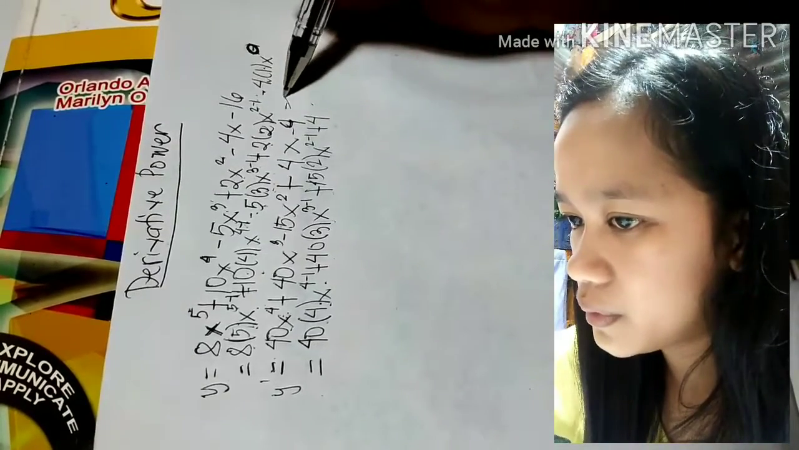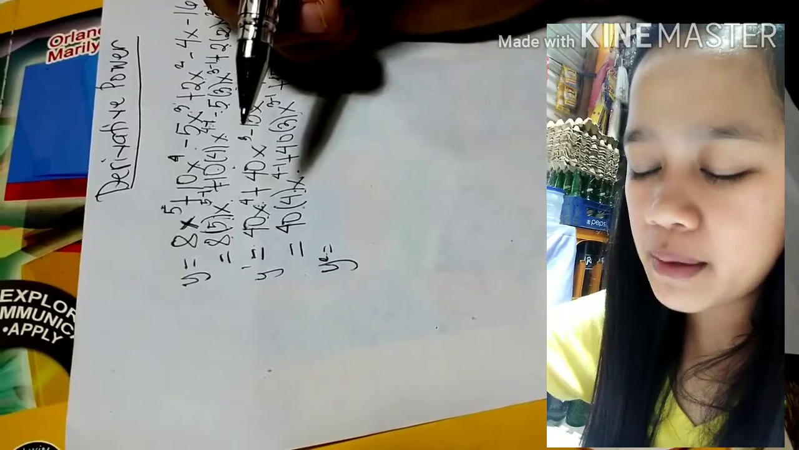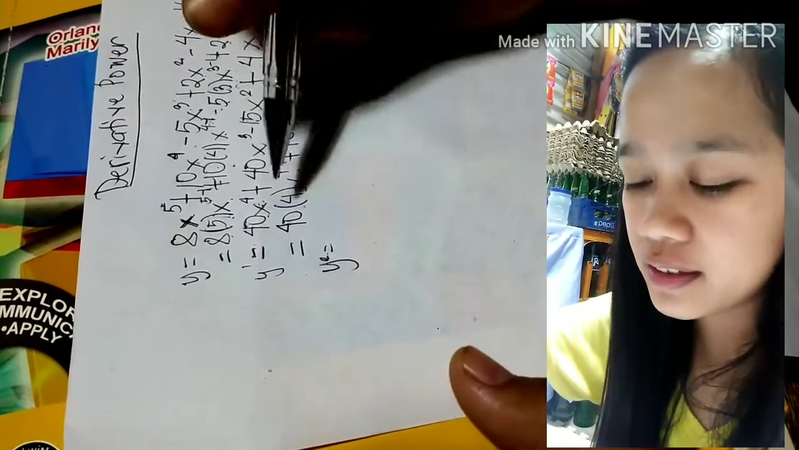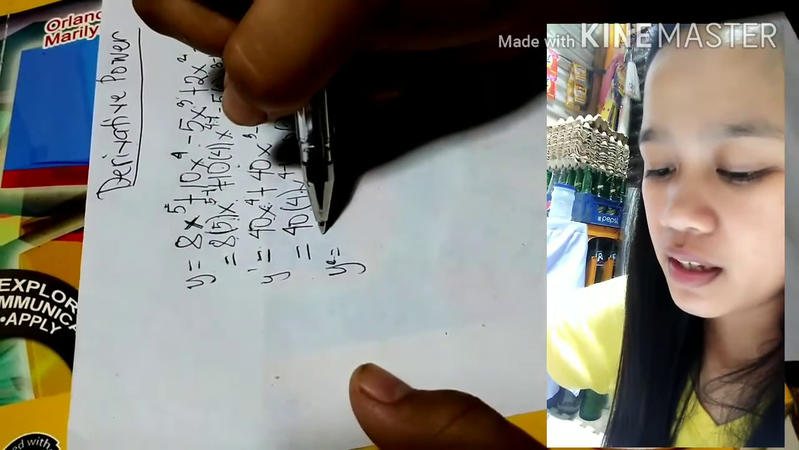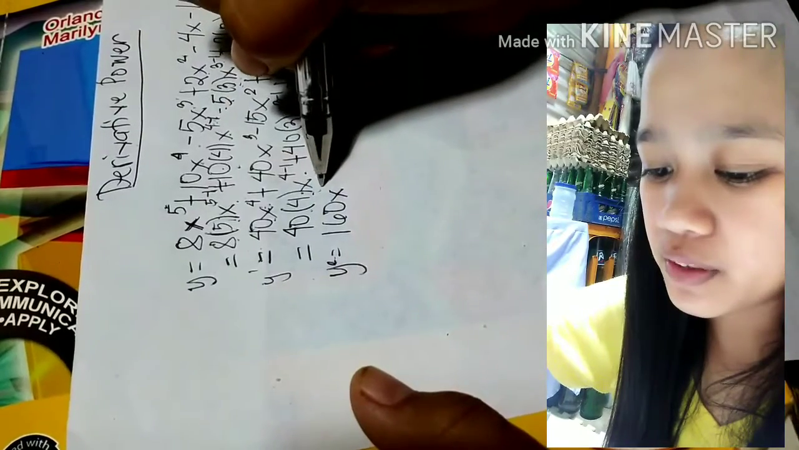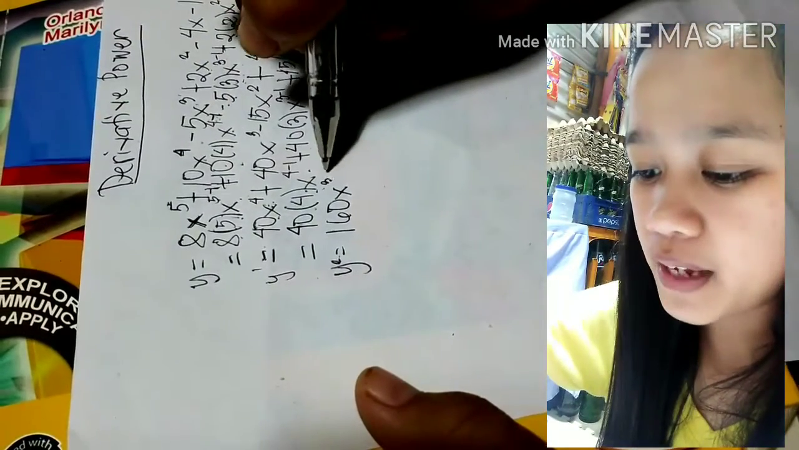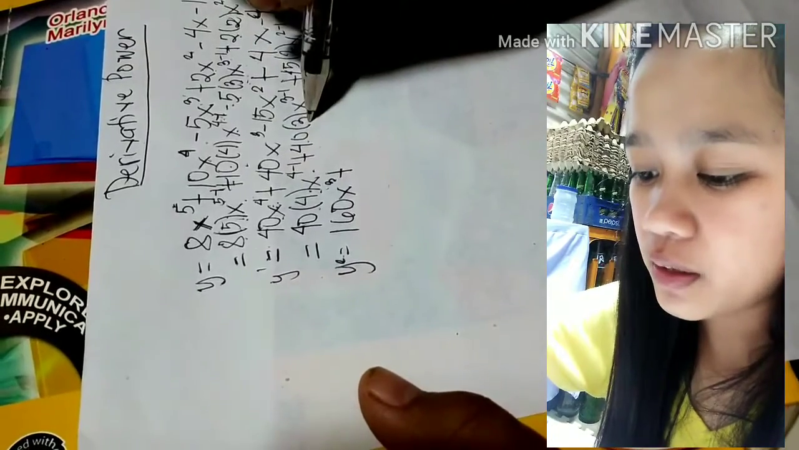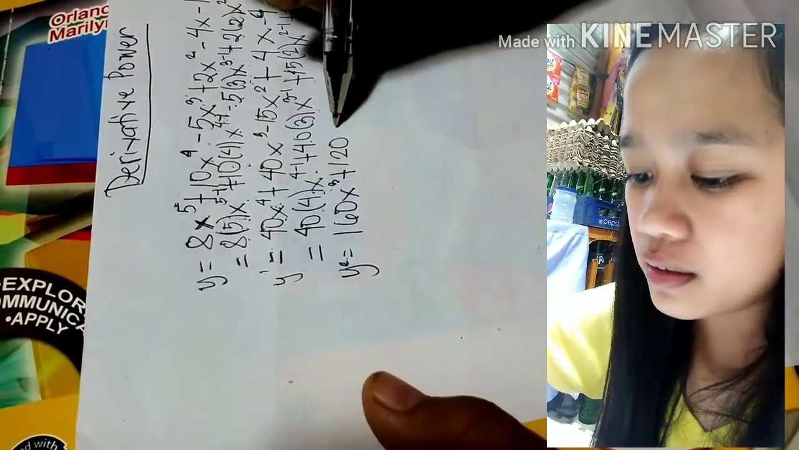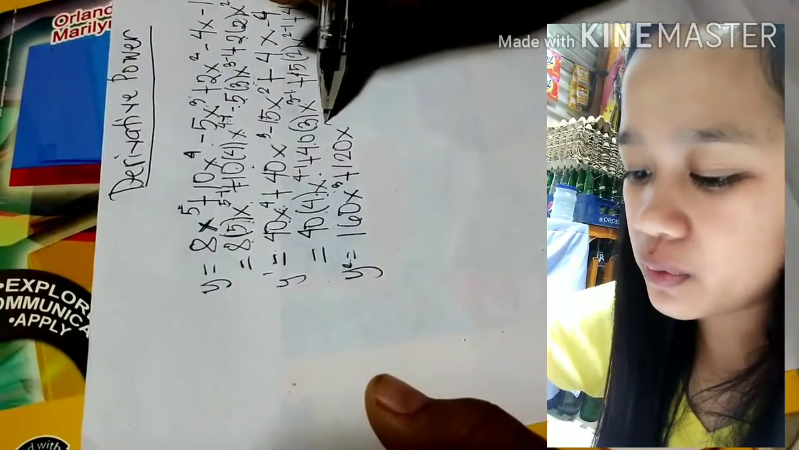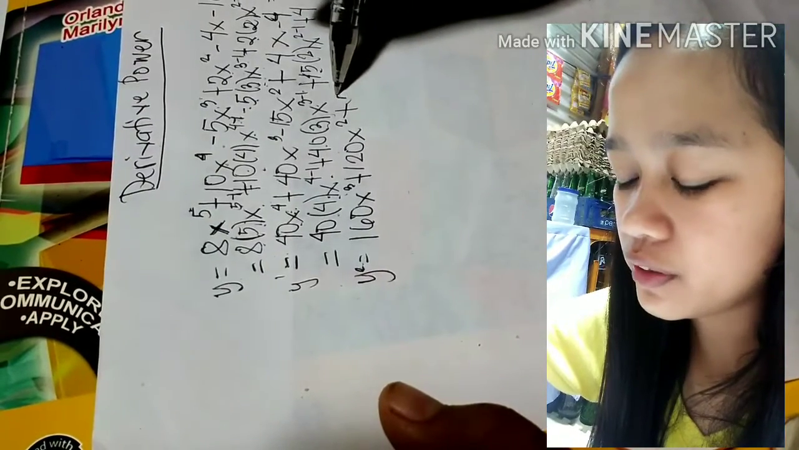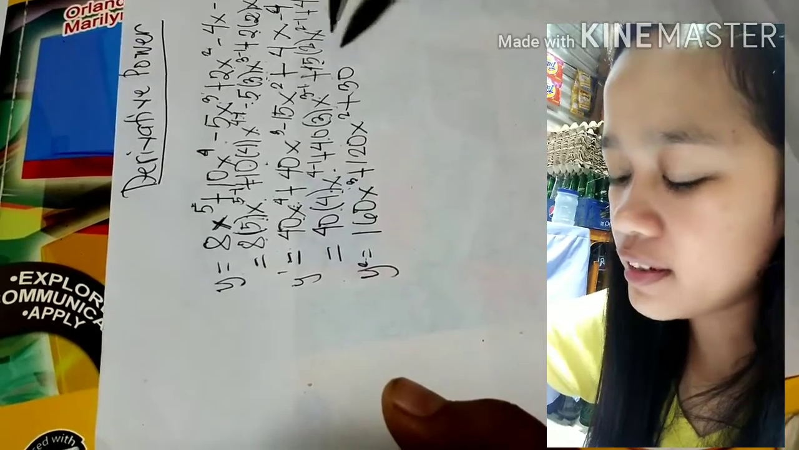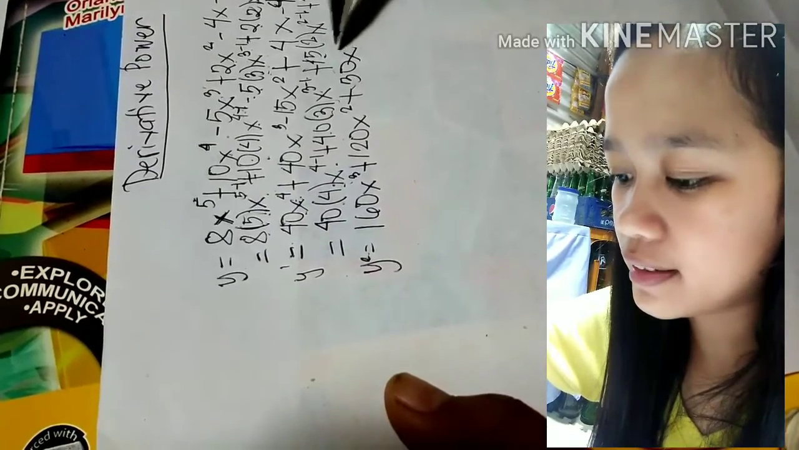So the 4 is a constant, so it will become 0. So next, we will multiply the numbers again and subtract the exponent. So 15 times 4 equals 60, x raised to 4 minus 1 equals x cubed. Plus 40 times 3 equals 120, then x cubed minus 1 equals x squared. Plus 15 times 2 equals 30, then x squared minus 1 equals x.